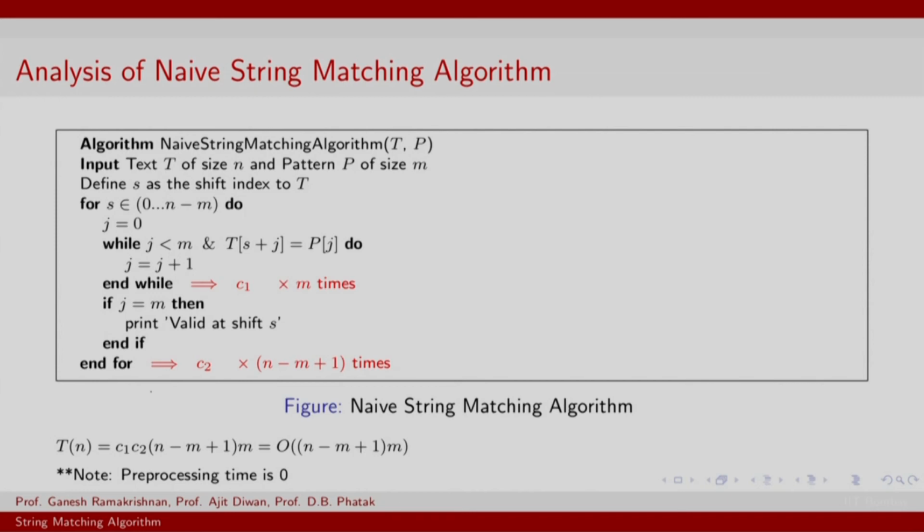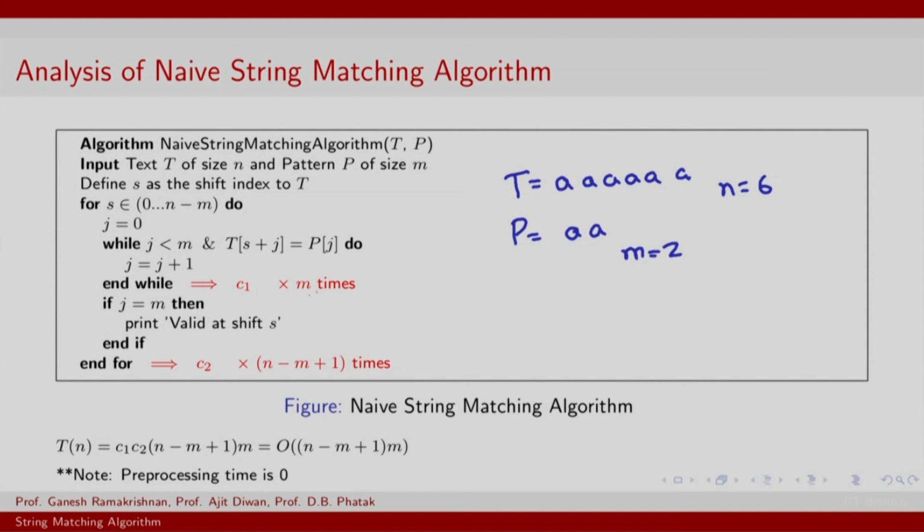Analysis of this naive algorithm. The inner loop is going to be called at max m times, order m times. This is assuming that you have a match at every position. So the worst case situation is as follows: T is A, and P is say A, m is 2, n is 6. So you're going to scan all the positions of P for every position in T, because match occurs at all n minus m plus 1 positions.